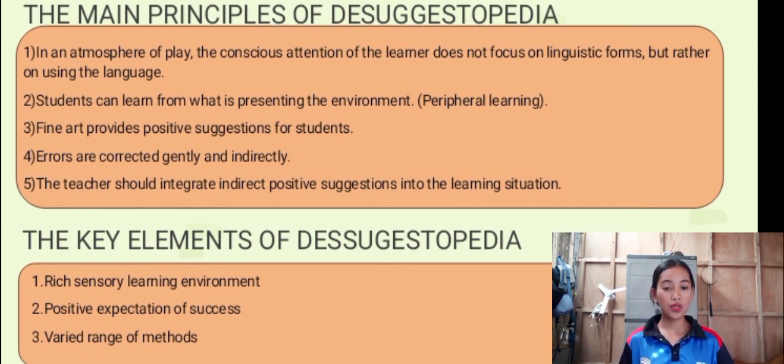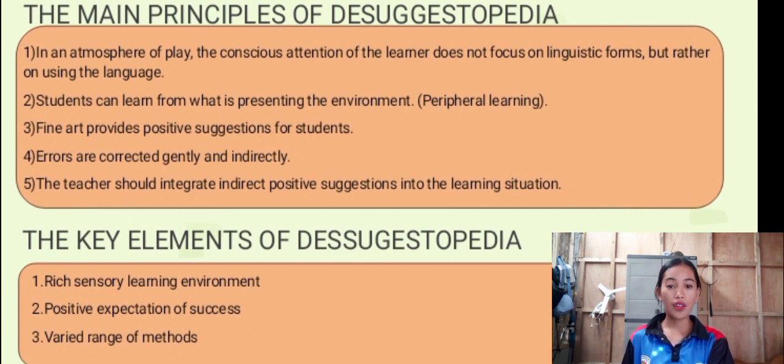Number 2 is the student can learn from what is being presented in the environment, or what we call peripheral learning. So this means that students can learn through the environment by observing others or observing information incidentally while focusing on other tasks. Number 3 is fine arts provide positive suggestions for students. So fine arts provide a holistic approach to learning that nurtures creativity, critical thinking, and emotional intelligence, which are valuable for success in academic or personal endeavors.